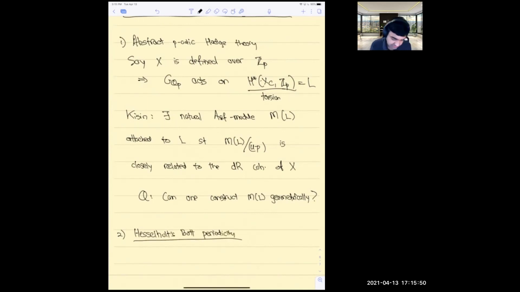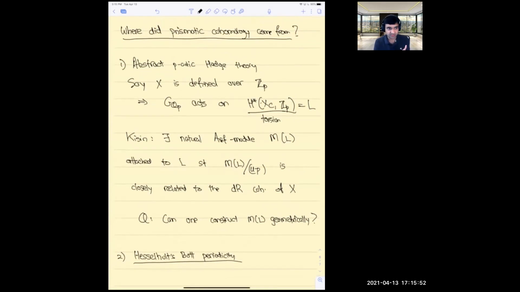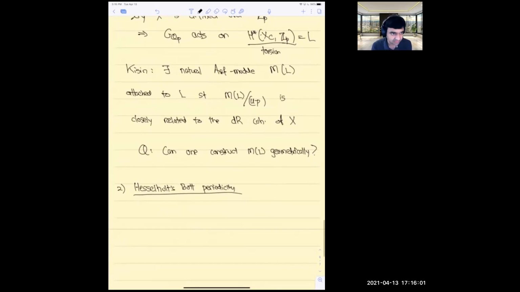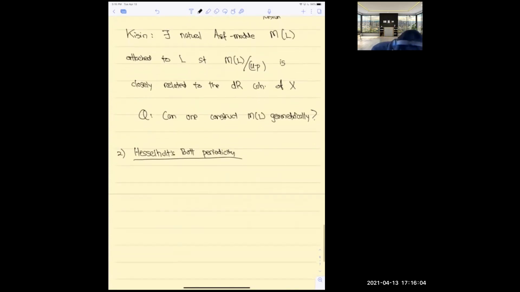And so Hesselholt had observed that this remarkable construction of Fontaine of A-inf actually can be gotten at from pure homotopy theory rather than through arithmetic as I did. So what he says is the following. Given a commutative ring R, you can, I mean, this is not Hesselholt, this is just background, define something which is called TP of R.